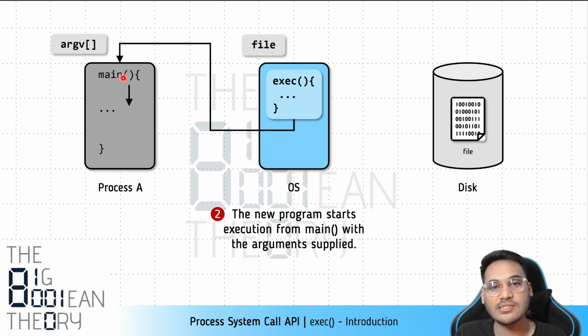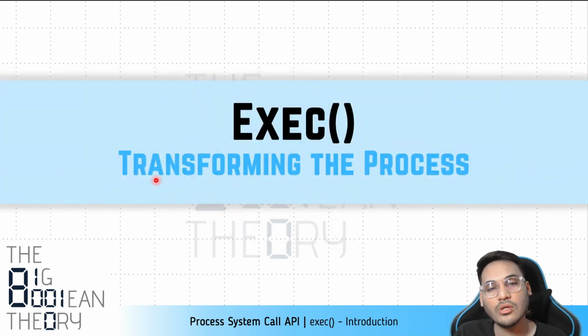So this was a basic description. Now let us see how the exec system call exactly transforms the process. We have said that we are not launching any new process, we are executing a new program by transforming the existing process. So let us take a look in more detail at how the exec system call transforms the existing process.